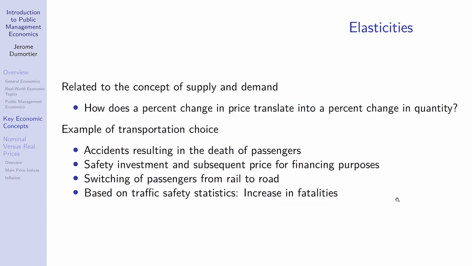And finally, we are going to talk about elasticities. And note that all the topics I'm covering here are going to be covered in great detail in later videos. Now, elasticities, in very simple terms, measure responsiveness. Specifically, how a percentage change in price translates into a percentage change in quantity. An example comes from transportation. When rail safety investments raise ticket prices, some passengers may switch to road travel, which in turn increases traffic fatalities, or potentially traffic fatalities. Elasticities capture those behavioral responses.